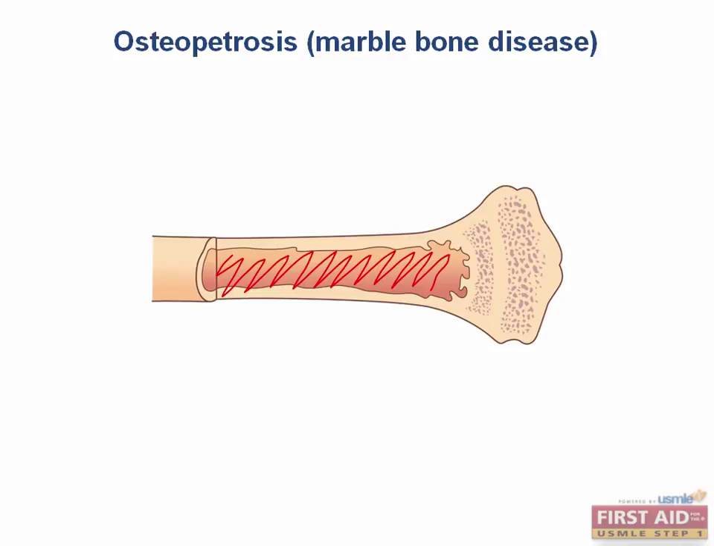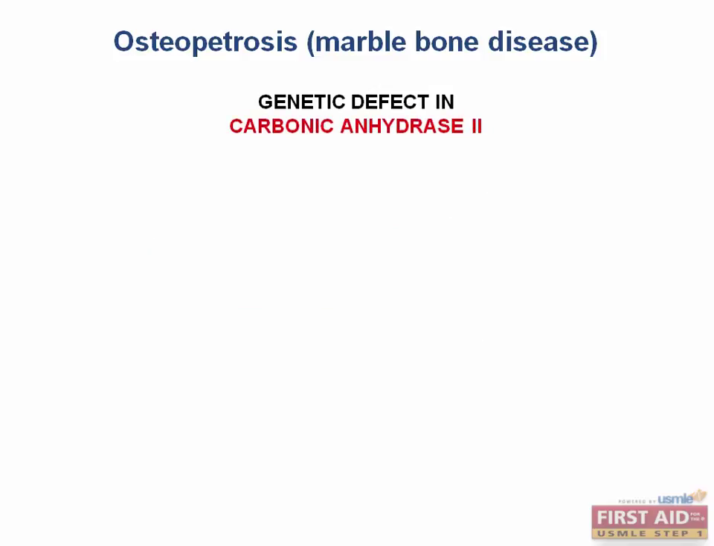This causes an increase in extramedullary hematopoiesis, which, as you recall from the hematology chapter, refers to blood that is created outside of the normal bone marrow. It does not, however, cause any changes in serum calcium or phosphate, or in alkaline phosphatase or PTH levels, much like osteoporosis. The gene defect to recall for osteopetrosis is a genetic deficiency in carbonic anhydrase II.